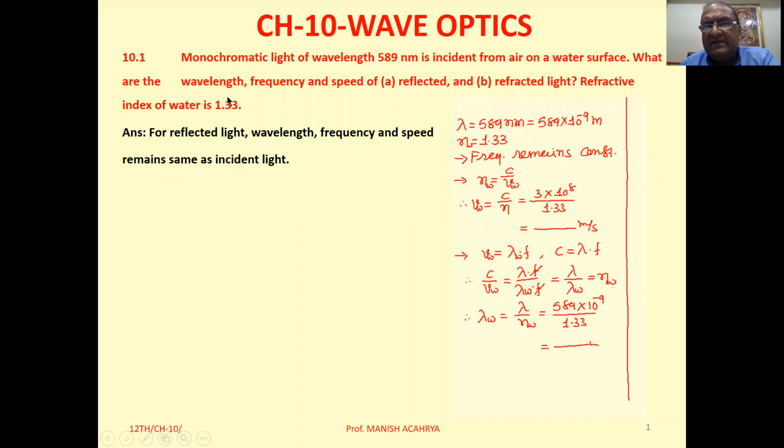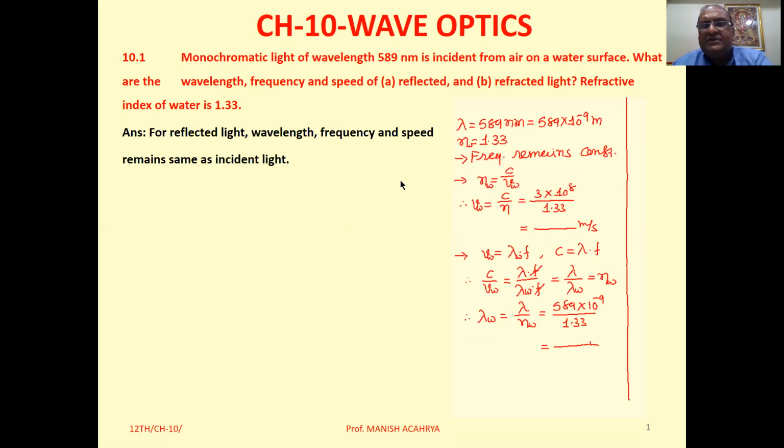Chapter 10, Exercise Numericals. Example 10.1. Monochromatic light of wavelength 589 nanometer is incident from air on a water surface. What are the wavelength, frequency, and speed of A. Reflected and B. Refracted light? Refractive index of water is 1.33.